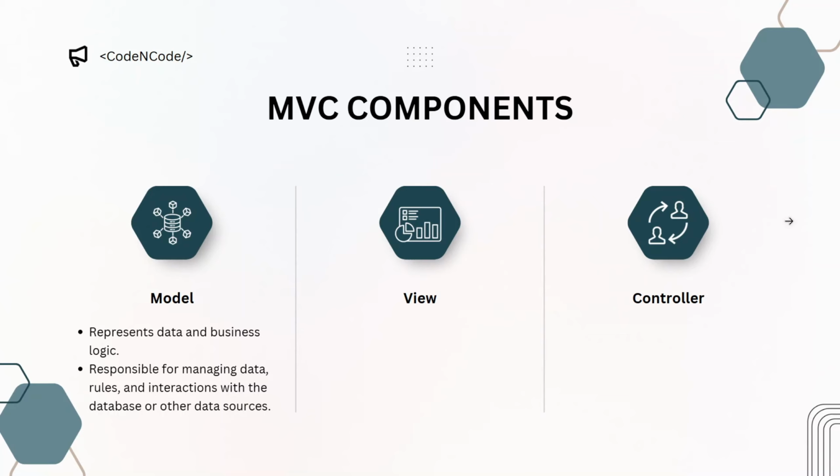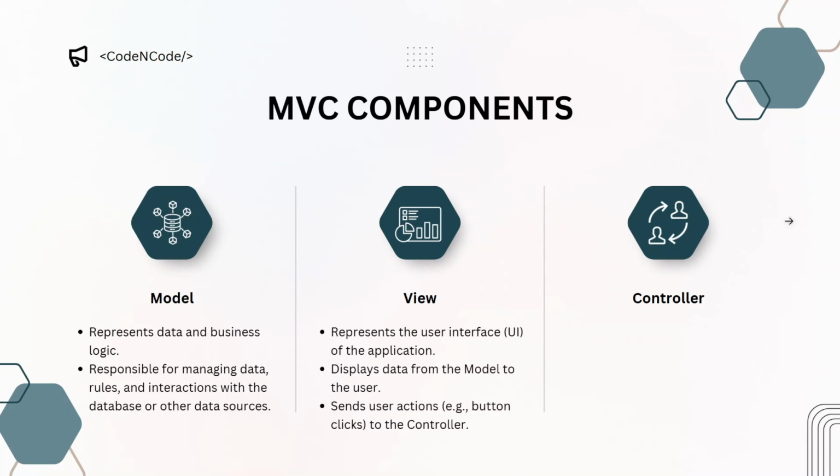Then we have view. View is on the user side, right? So view is basically our UI, the user interface. View represents the user interface of the application and displays data from the model to the user, right? View needs data to show anything on the screen, right? And who's responsible for managing the data? Of course, the model. So that is why it displays the data from the model to the user, right? And then it sends the user action to the controller.